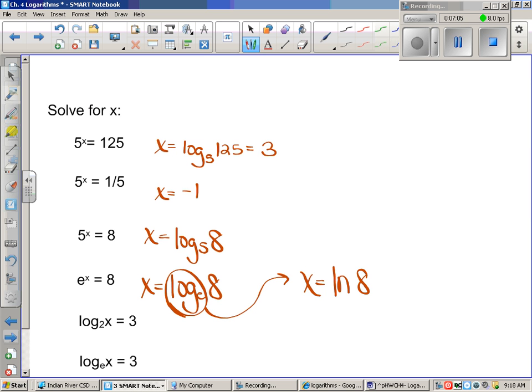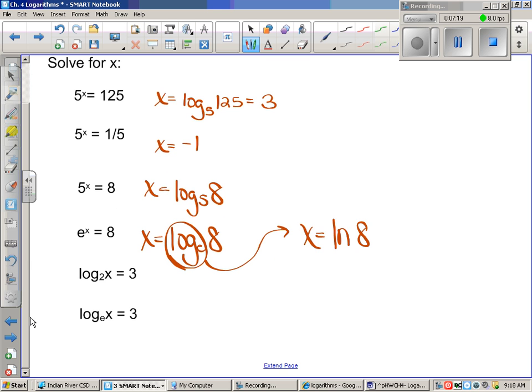So when we're looking at the log base e, instead of writing log base e, we actually write the natural log. And so this means the same thing. We'll get to more of that in a moment. Log base 2 of x equals 3. So what does that really mean? That means x equals 2 to the third power. Remember, log equals the exponent. So the base is 2, and that's the exponent, 2 cubed, which of course we can solve.